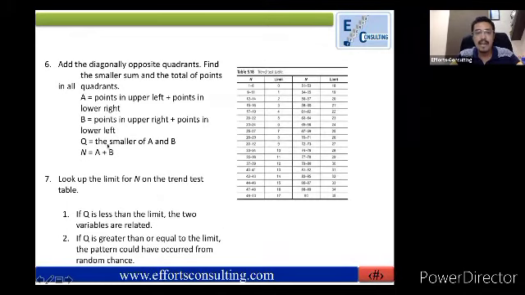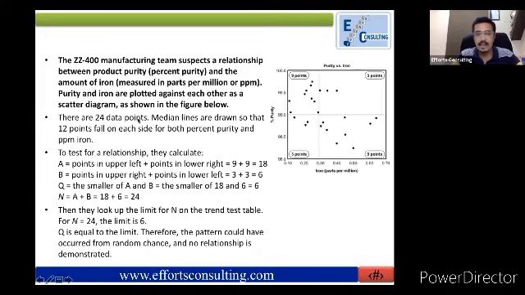Now, N is equal to A plus B. So what is my total number? A plus B, obviously 18 plus 6, that is my 24. Now I am having two figures. One is Q, the smaller of A and B, which I got. And the second is the number of points N.